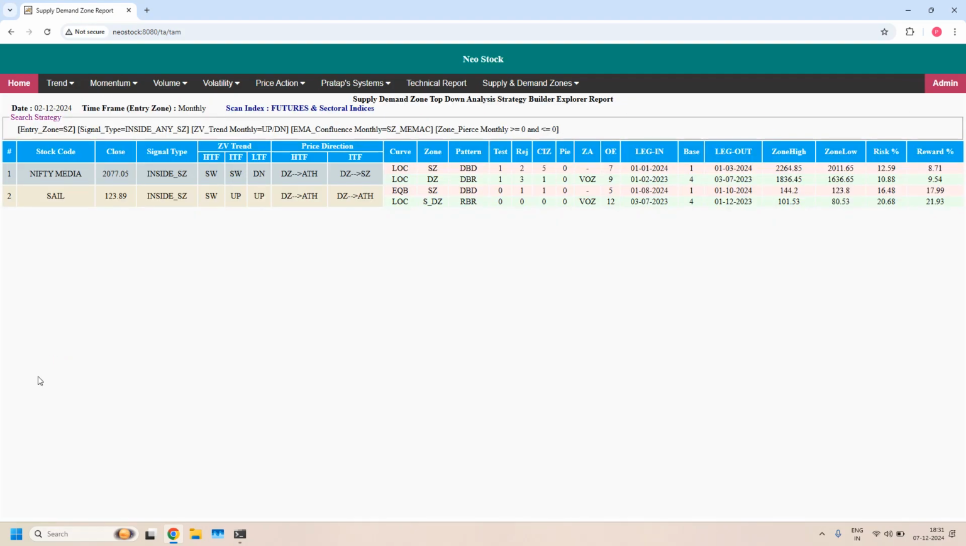Let's filter. We got only 2 stocks. These 2 supply zones are having monthly EMA Confluence, and also the current price is closed inside those monthly supply zones.